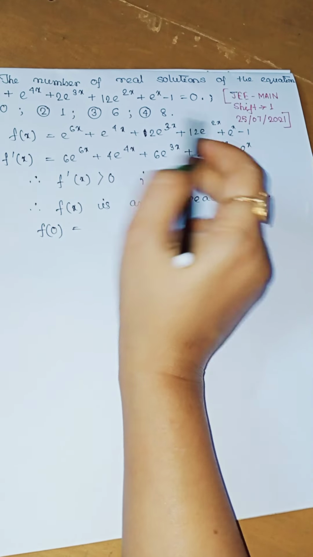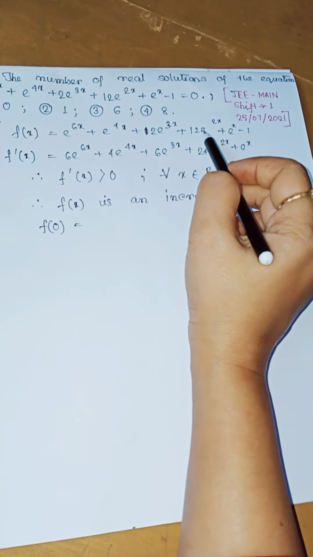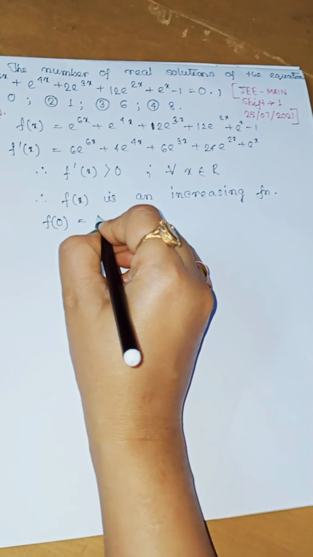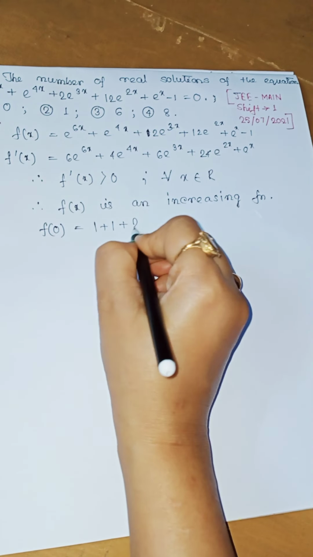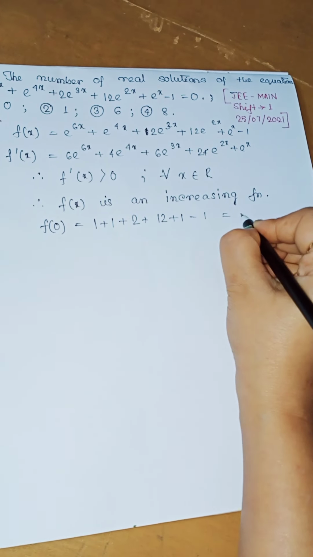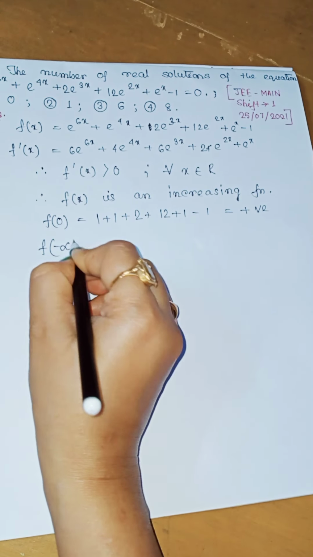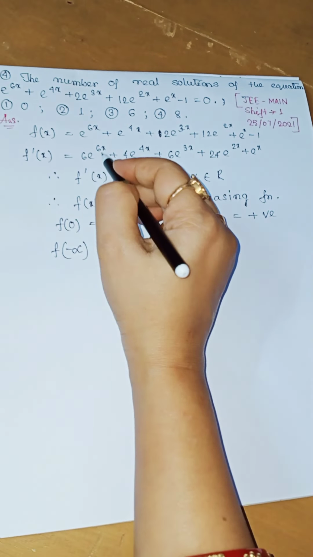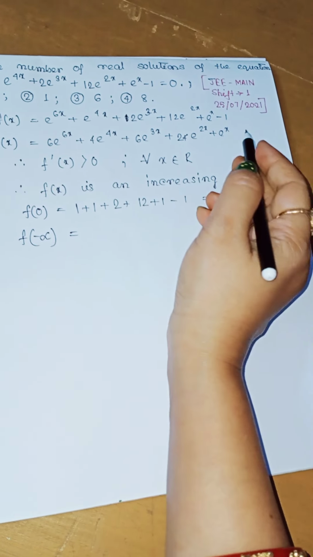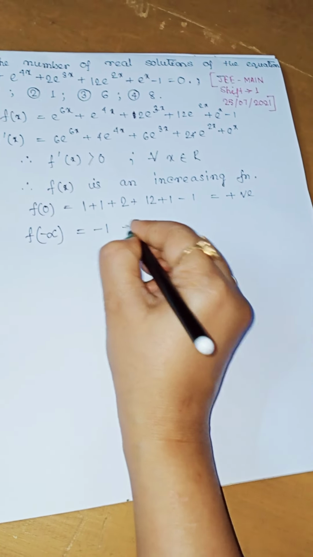Now f(0) is equal to what? Putting 0 in this equation, the terms are 1, 1, 2, 12, 1 and minus 1. So this becomes 1 + 1 + 2 + 12 + 1 - 1, which is a positive value. Now f(minus infinity): putting minus infinity, all the terms vanish and only minus 1 is left, so this is negative.